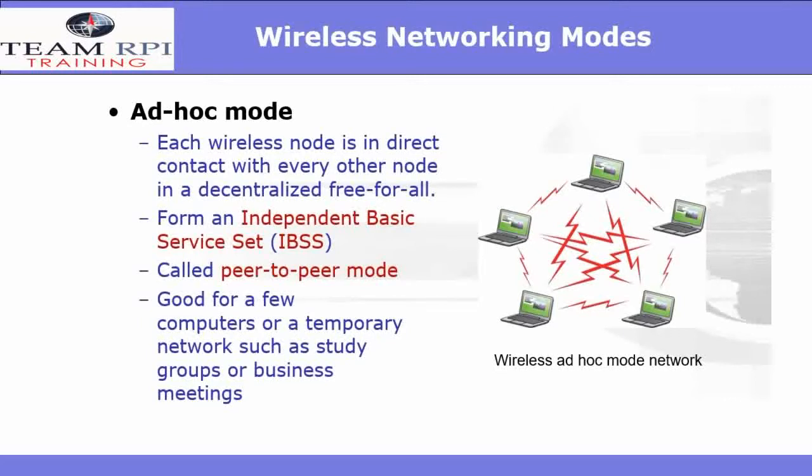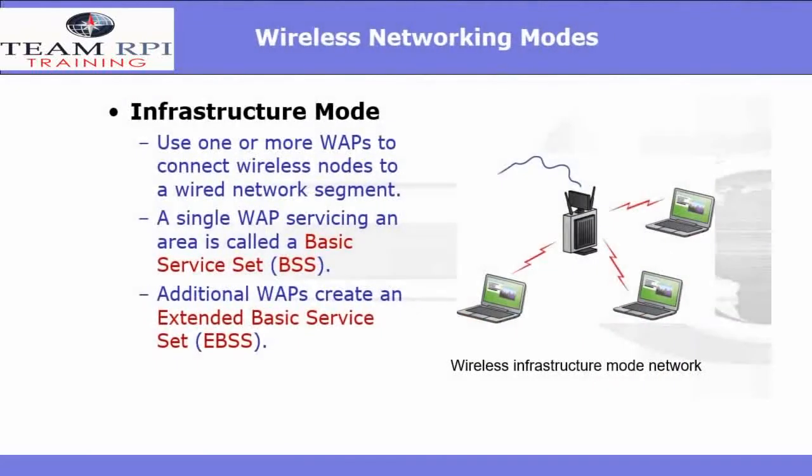So there's a couple different types of wireless networks we need to discuss. First being the ad hoc network. The ad hoc network creates a peer-to-peer network with all the other wireless devices on the network. This is a convenient option for temporary networks like study groups or small business meetings. Next, which is probably what you have configured in your own home, is called infrastructure mode. This is when all the wireless devices connect to a central wireless access point. It's also called the Basic Service Set, or BSS.